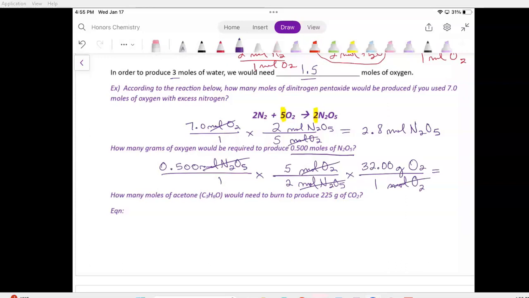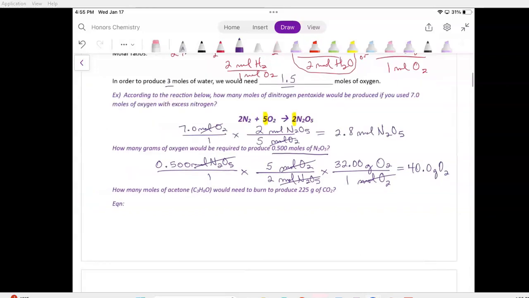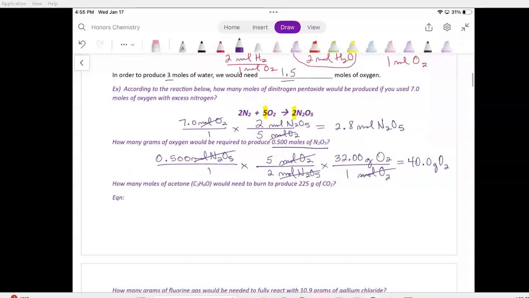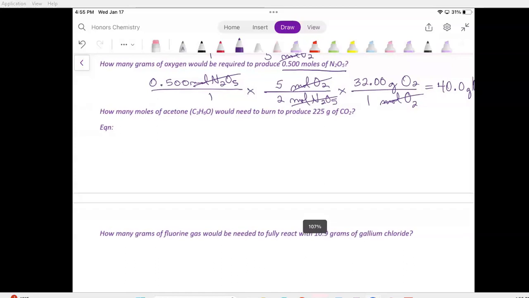And now it's just going to be a matter of plugging it in the calculator, and we should get about 40.0 grams of oxygen. And there we go.